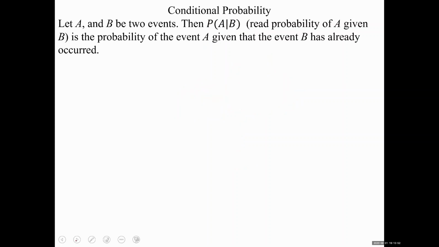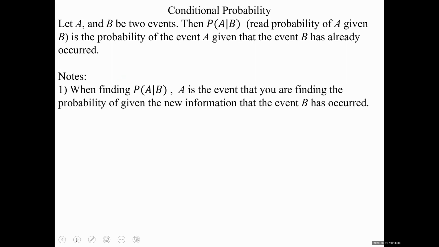It's the probability of event A. We're trying to find the probability of the first one, given that event B has occurred. So B is like the new information. The one we're finding the probability of is on the left. The one on the right is like the new information. So B has occurred. Find the probability of A. Some notes. First of all, when you're finding probability of A given B, A is the event you're finding the probability of, given the new information B has occurred. So again, the one on the left side of the vertical line is the event you're finding the probability of. The one on the right represents the new information.